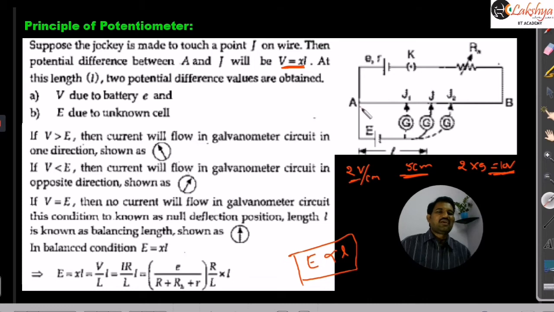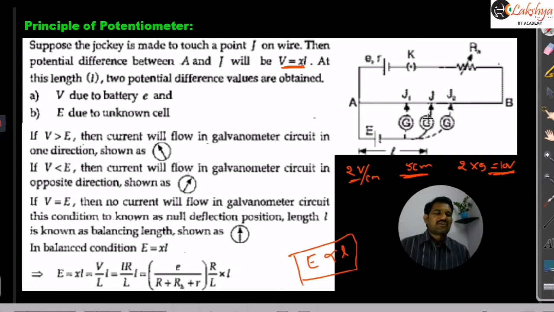cell. Now if you are making the contact at J1 here, then the length of this potentiometer wire is decreasing. It is less than L. And so automatically the potential difference across this will be less than this EMF here. When it is less than this EMF, current flows through the galvanometer in the opposite direction. That means current flows in the circuit like this. Now this EMF will dominate in that case, so current will flow through this galvanometer like this.